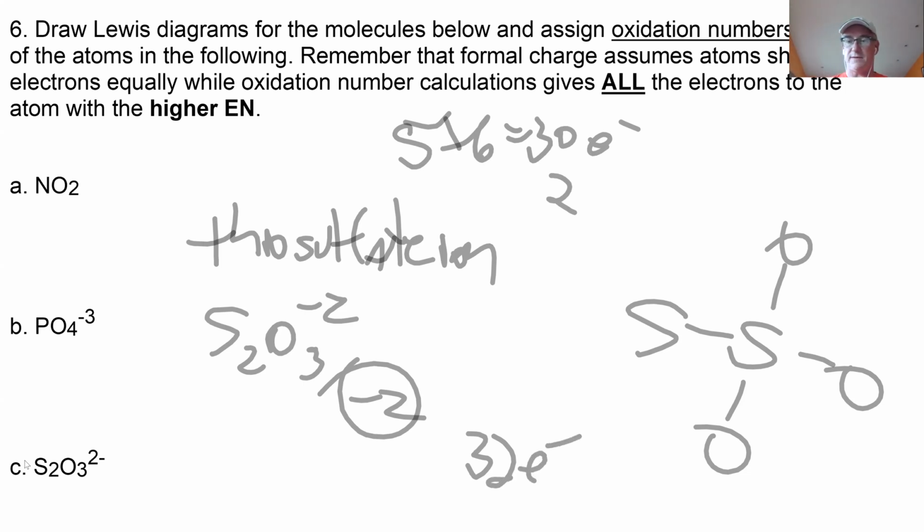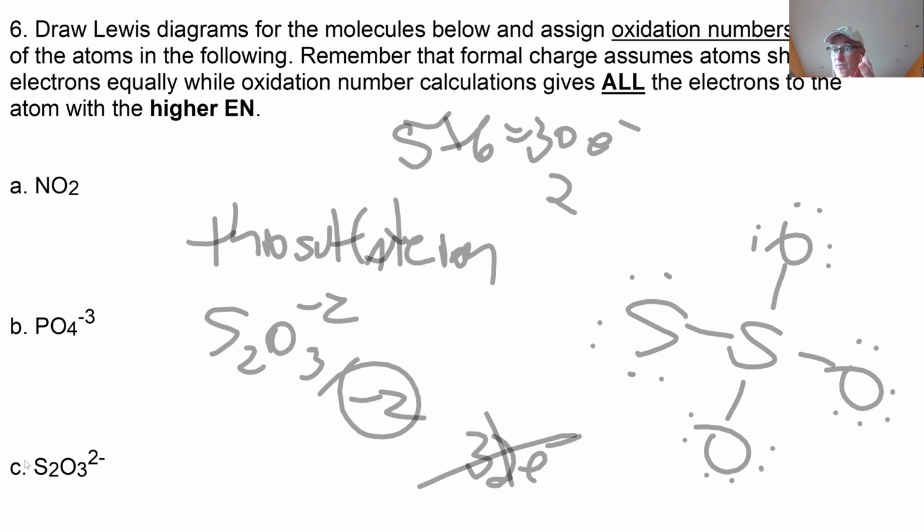So just go around the outside. 1, 2, 3, 4, 5, 6, 7, 8, 9, 10, 11, 12, 13, 14, 15, 16, 17, 18, 19, 20, 23, 24. I've got 24 on the outside and 8 in bonds, so I'm done. So that's all the electrons.